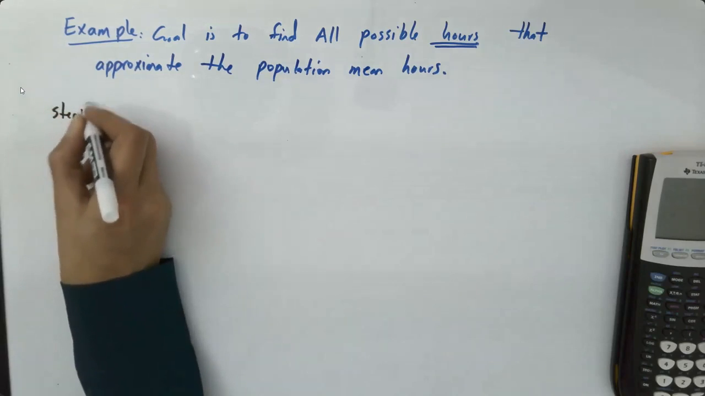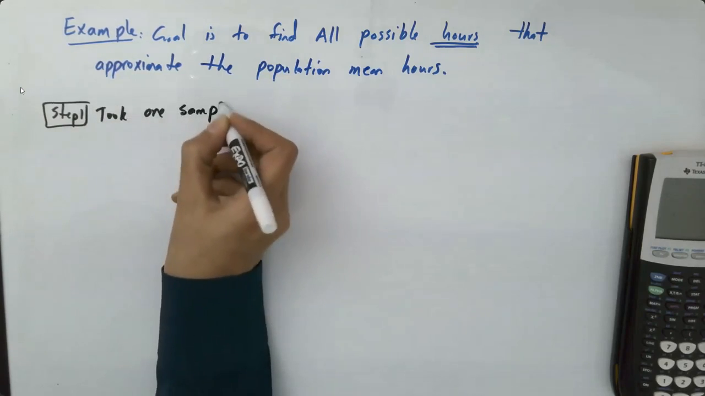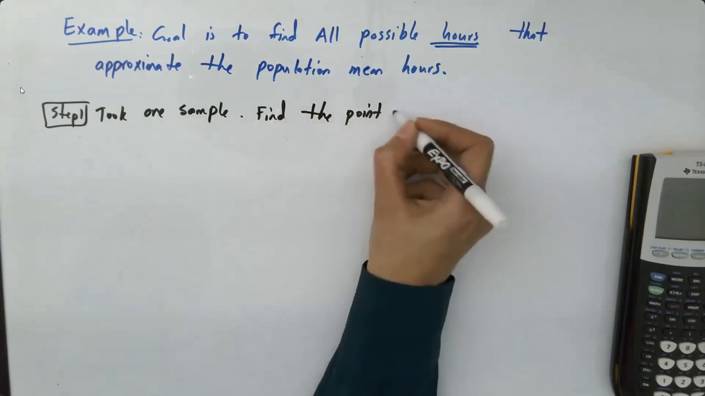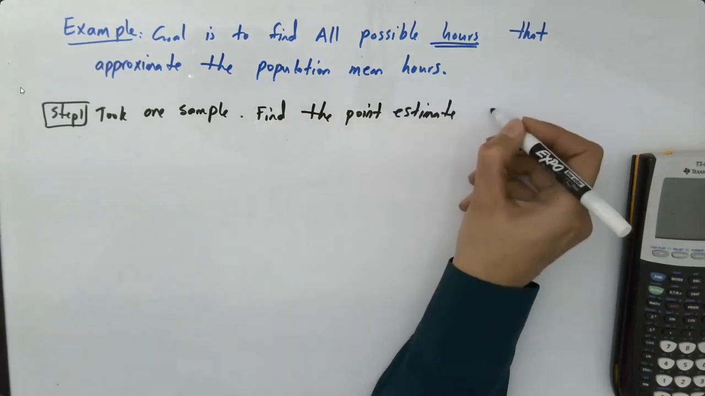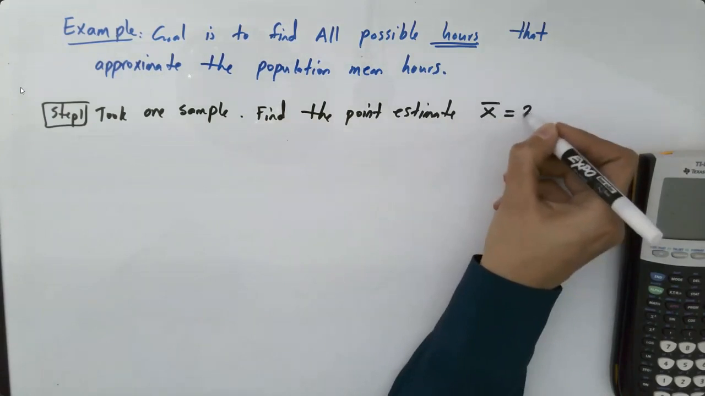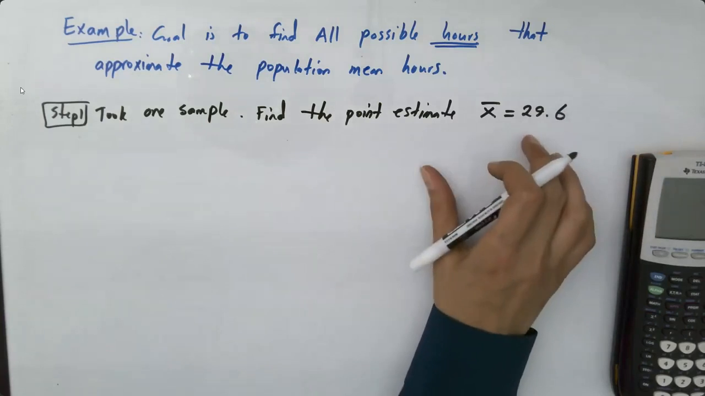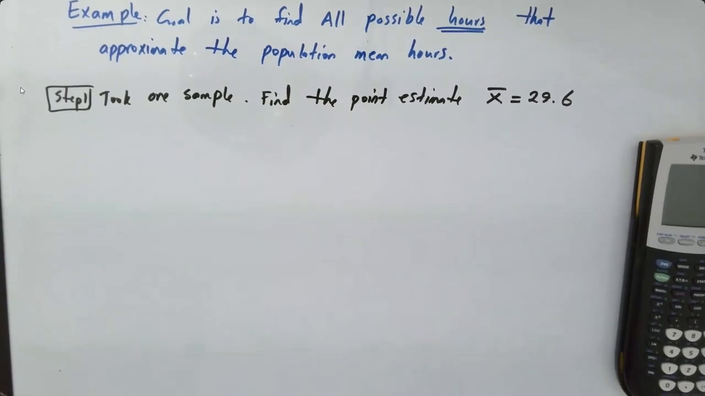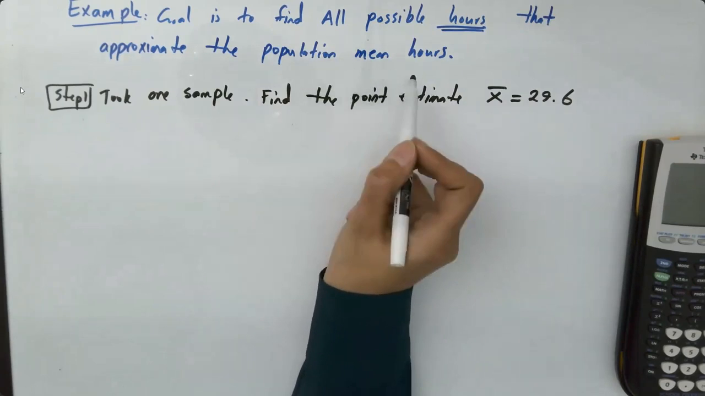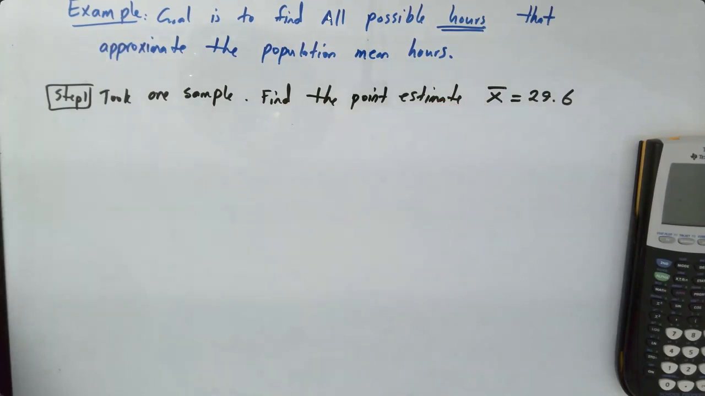In step 1, we took one sample and we find the point estimate. The point estimate is X bar, the sample mean, which is 29.6 hours. Okay, very good. But it's not exactly the same as your population mean hours. What should I do? I need to go to the next step, step 2.